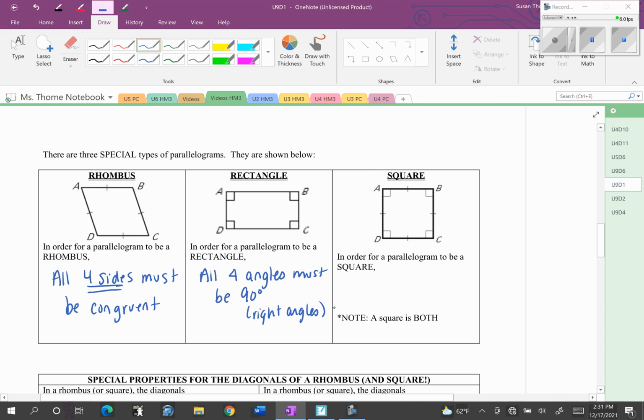And in order for a parallelogram to be a square, you have to have four congruent sides and four 90-degree angles. And note that a square is both a rectangle and a rhombus because it satisfies those two conditions for a rectangle and for a rhombus.